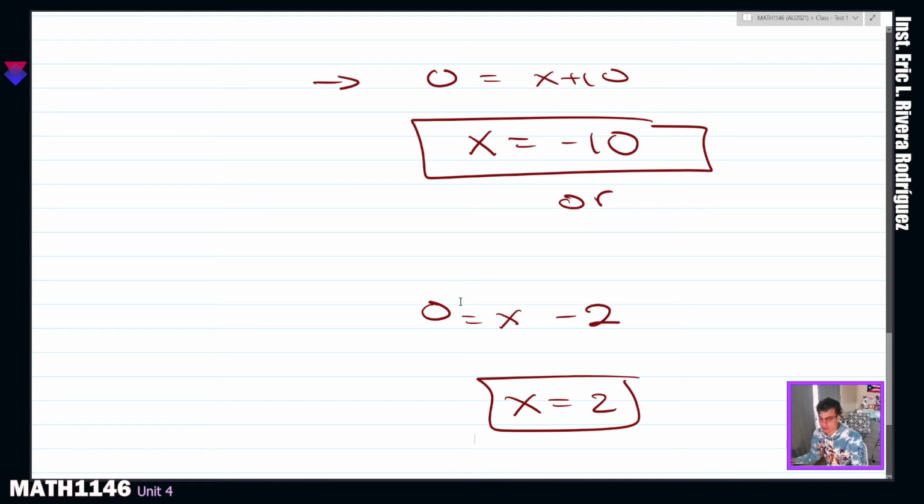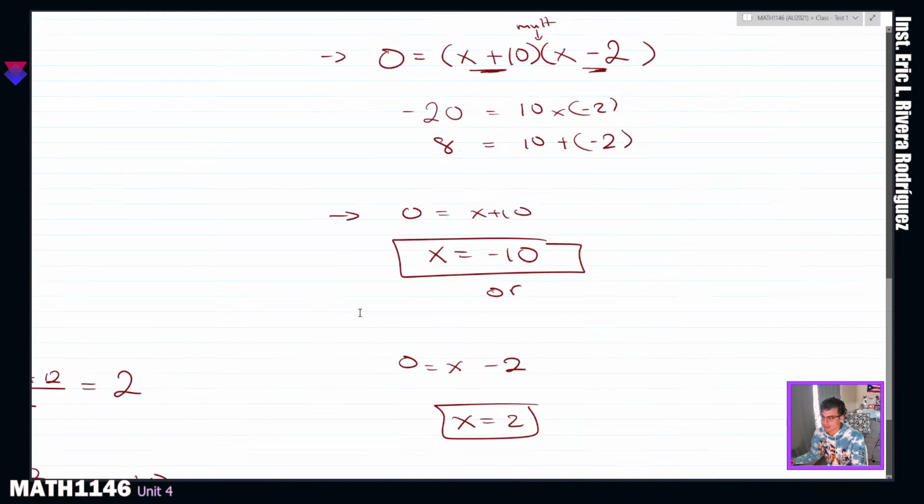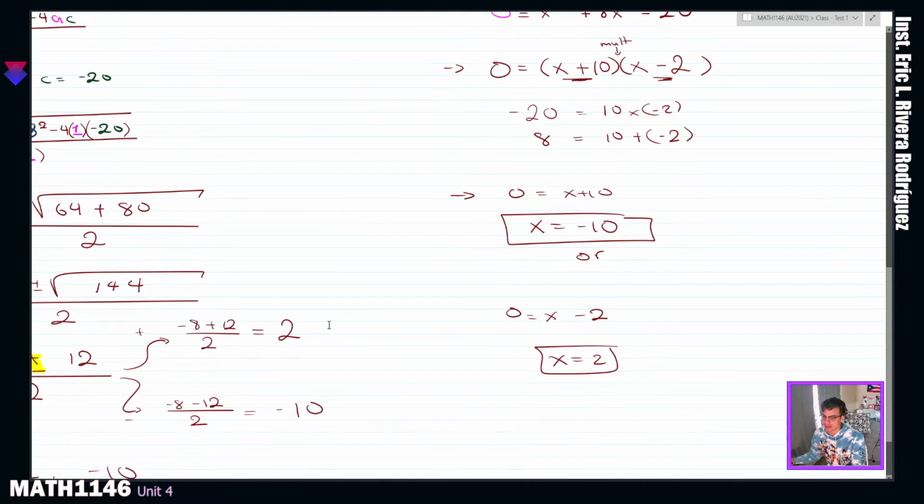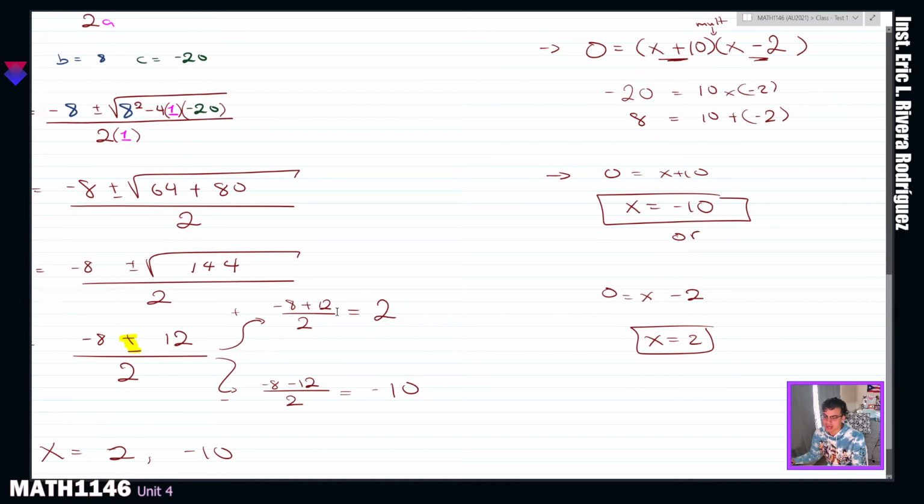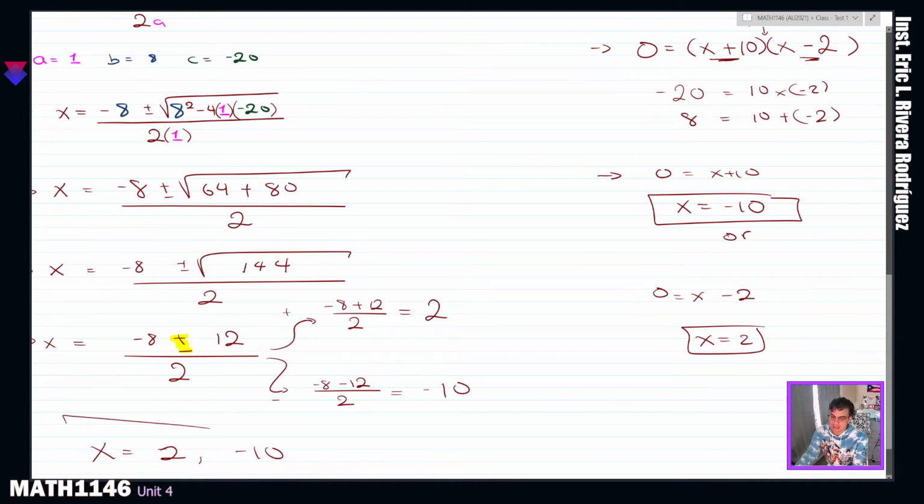And yes, Tristan, those are the numbers. Now in terms of the solution, it is positive 2 and negative 10. And see that we have reached the same values. Okay, positive 2 and negative 10.